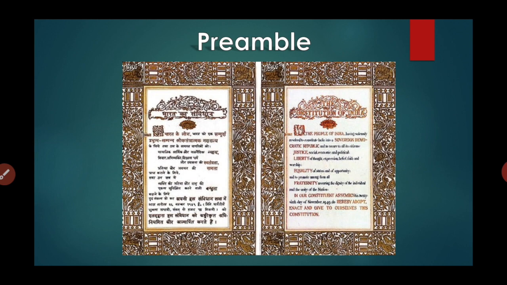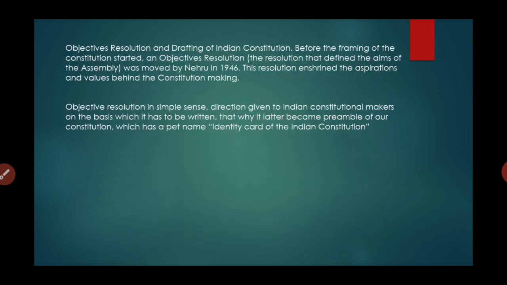Now I would like to tell you that, as I told you, we adopted the preamble from America, but the content in the preamble is taken from the Objective Resolution, which was moved in the first meeting by Nehru in 1946. You can see the Objective Resolution: in simple sense, it was direction given to the Indian Constitution makers on the basis of which it has been written. You can see it.